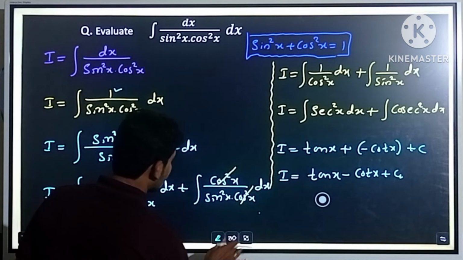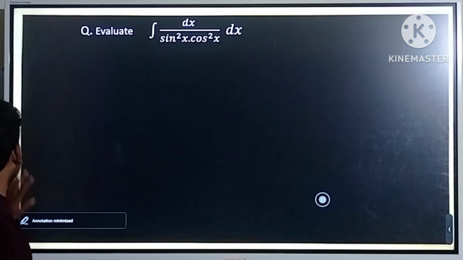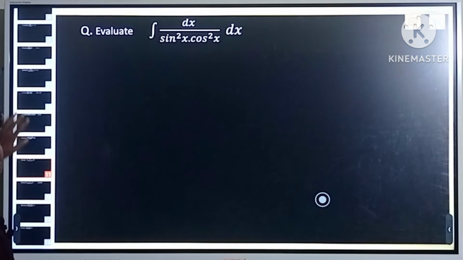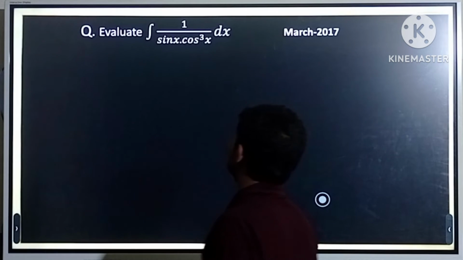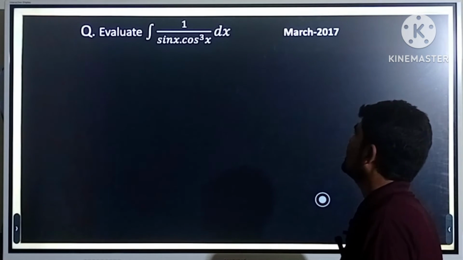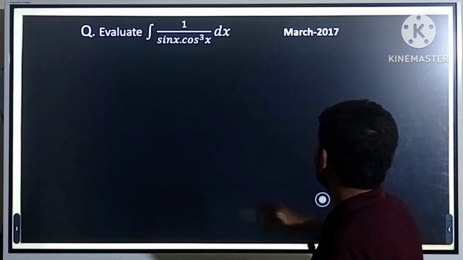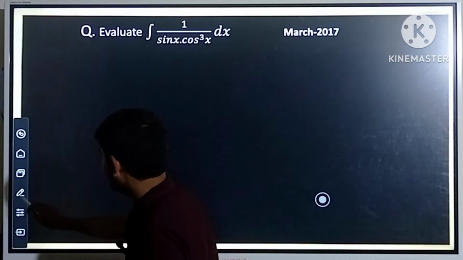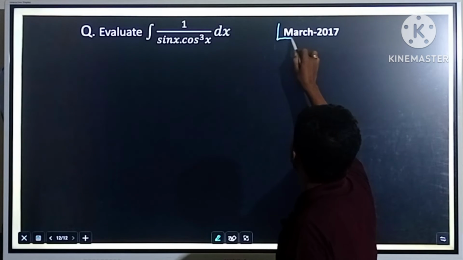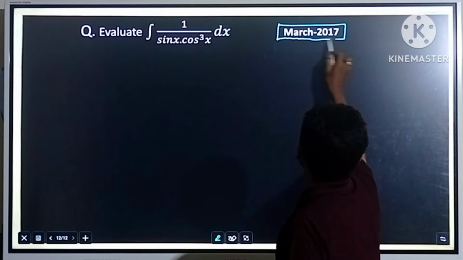Now let's start the next question. And the next question is, evaluate integration of 1 divided by sin x into cos square x dx. And this question was asked in the year March 2017. Important question.